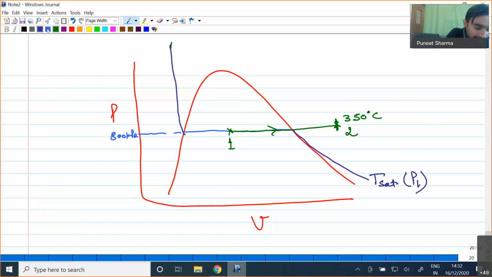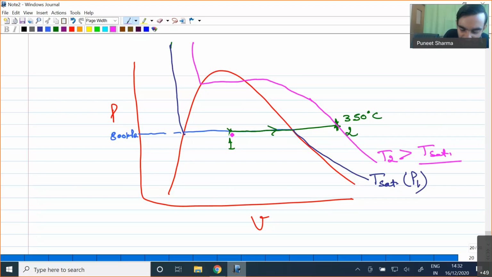And then I will be having one more constant temperature line, somewhere in this region. Okay, so that will be some other temperature T2, which will be greater than this particular T sat. Okay. So this is my representation on the PV diagram.